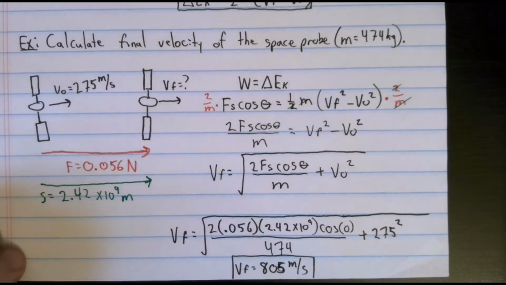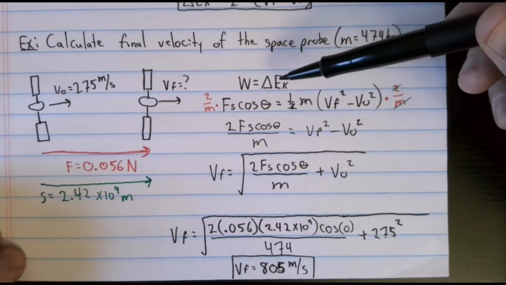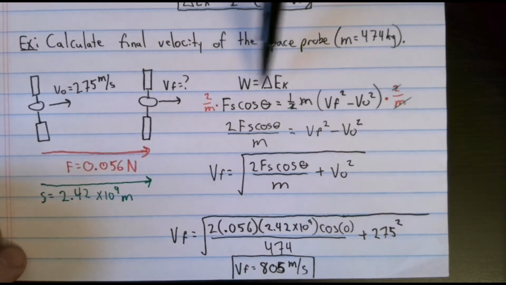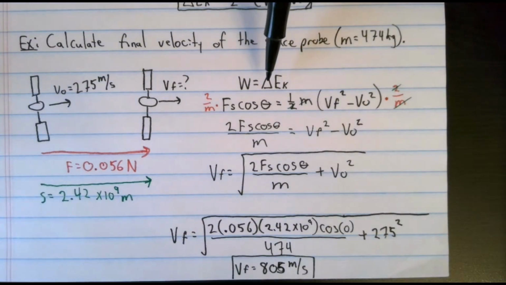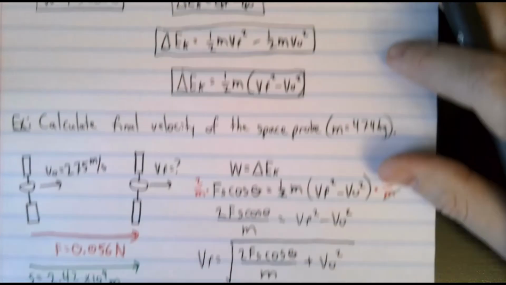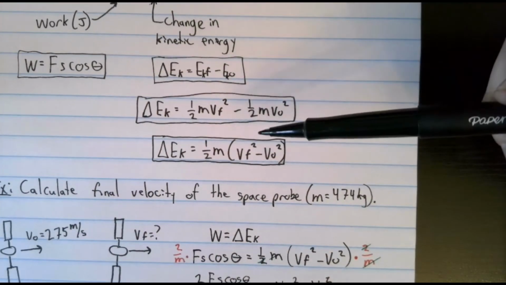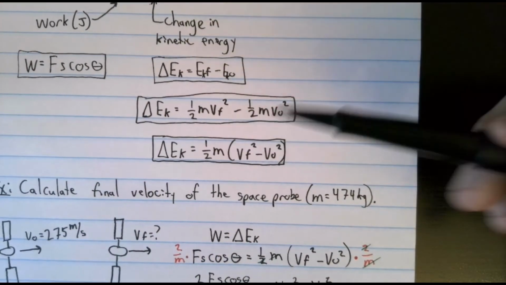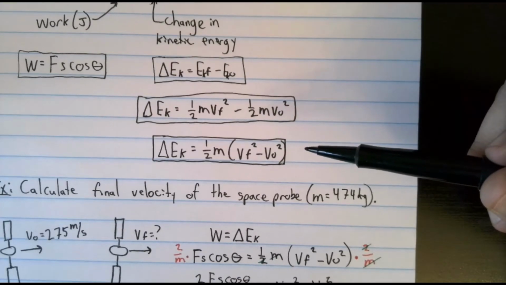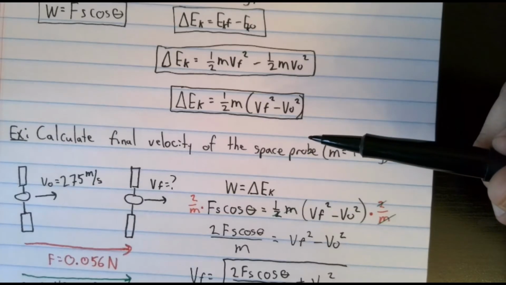What I'd like you to walk away from this problem with is the ability to, this is a good thing to memorize. It's only a couple letters. But I think what I want you to know is that you can replace work with Fs cosine theta, and that with delta Ek, you've got a couple choices. The bottom 2 are more descriptive. They're more applicable to different situations.